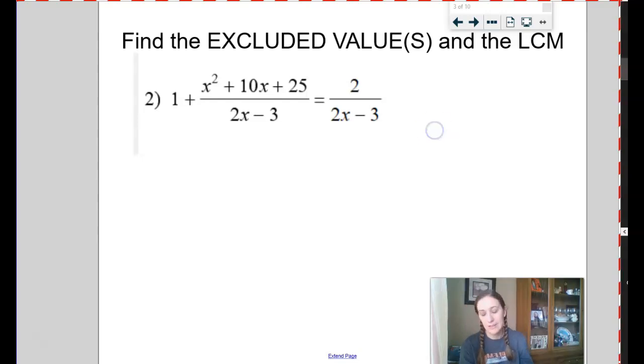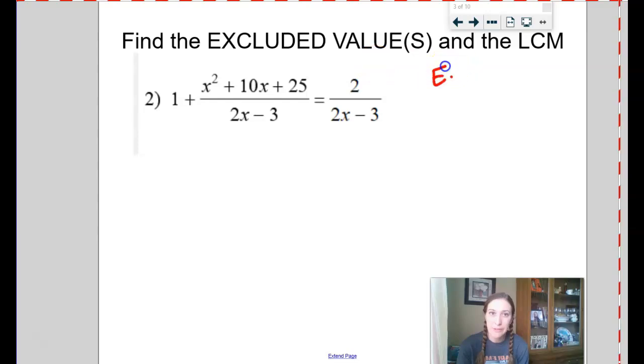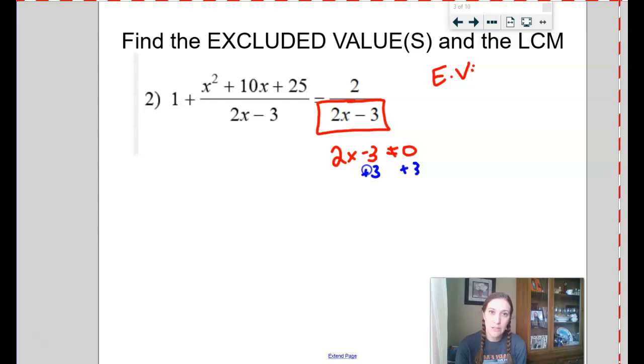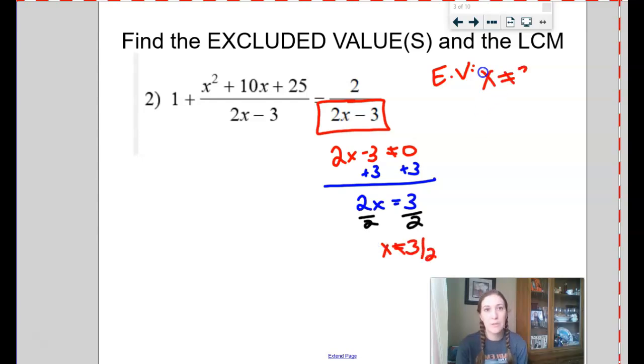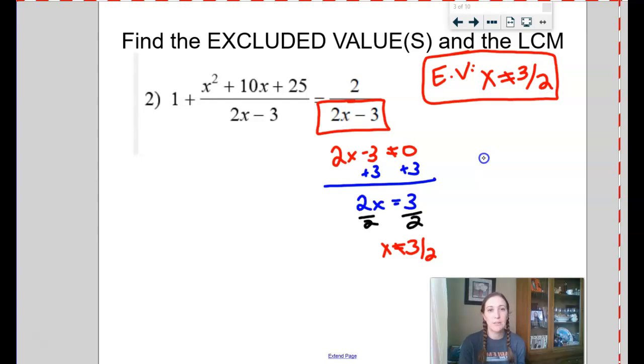Okay, so this next example, my excluded value would be, if I look at my denominators, and I happen to have the same denominator here and here, we know that this cannot equal 0. So 2x minus 3 cannot be 0. If I go ahead and solve this, I would add the 3, and then divide by 2. So it turns out x cannot equal 3 halves or 1.5. So for later today, what that means is if we were to go through all that work and get an answer of 3 halves, I'd have to cross it off and call it extraneous.